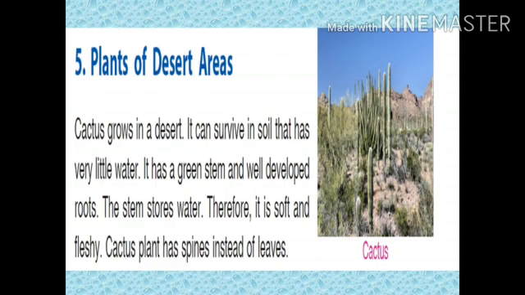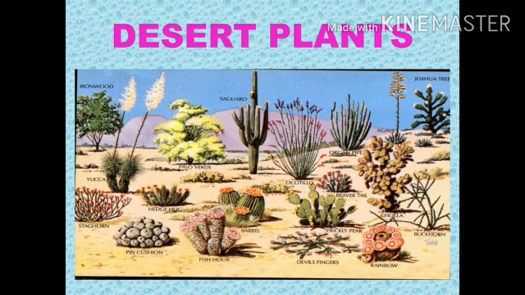As they have no leaves, they have a fleshy stem that makes food for the plant and stores food for the plant. They have spines in place of leaves. Look at the picture. Here is the picture of a cactus plant which has a fleshy stem with a lot of spines on it, and its roots are very well developed. Here are some pictures of desert plants you can watch on the screen.